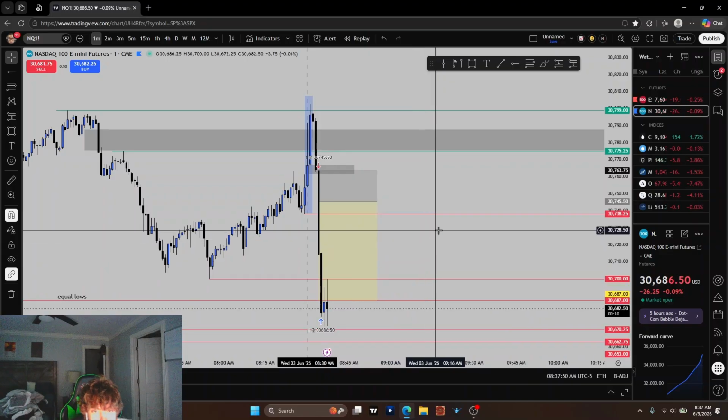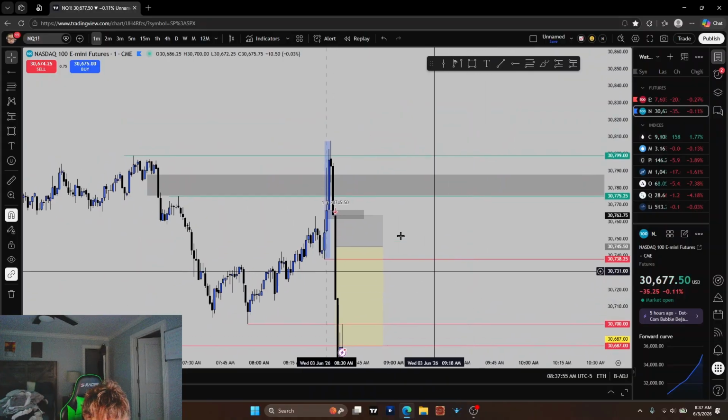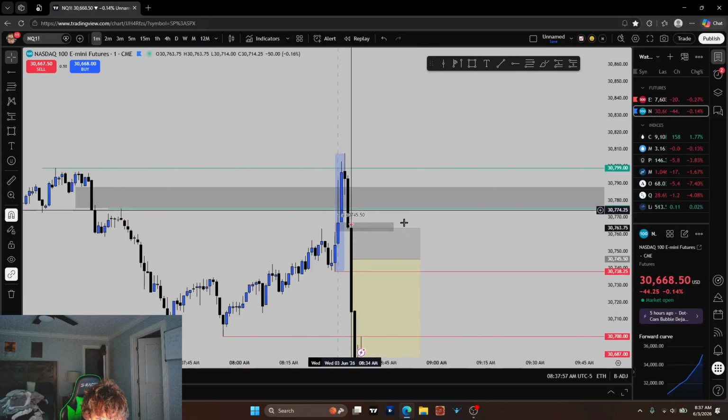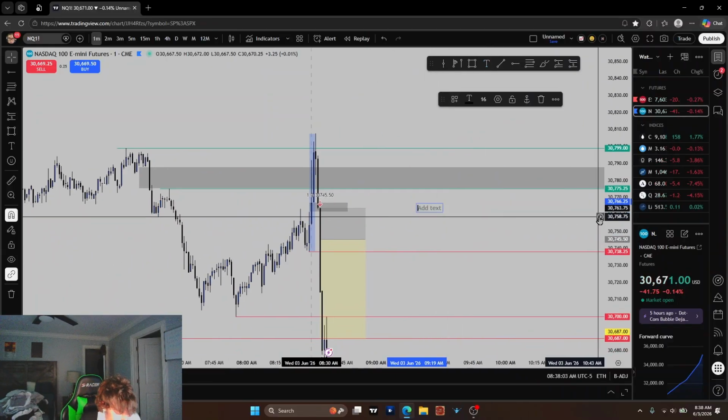Now let's look at the entry model. Right, we have price. The reason I marked out this as blue, right, is because this is classic AMD model. So let's go over that. AMD model stands for accumulation, manipulation, and distribution.